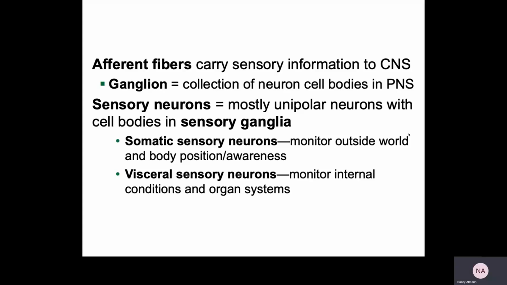Sensory neurons, we know that they're mostly unipolar neurons in the peripheral nervous system. They will have cell bodies in sensory ganglia. Somatic or somatosensory neurons are going to be monitoring the outside world as well as proprioception. The visceral sensory neurons are going to be monitoring what's happening within your body.